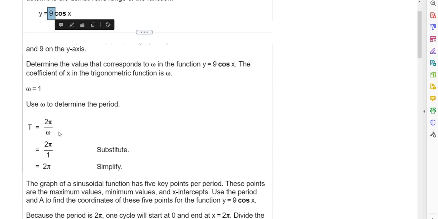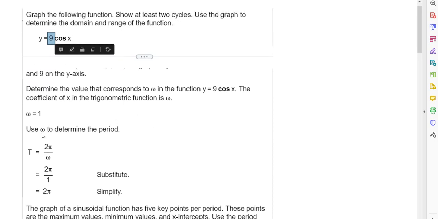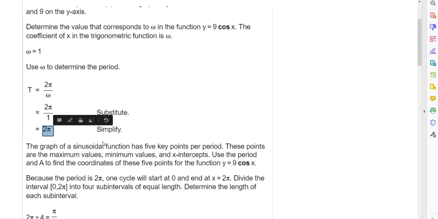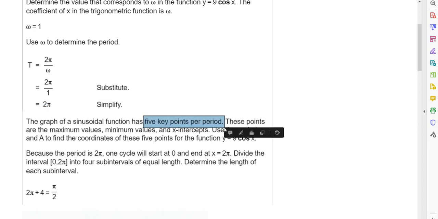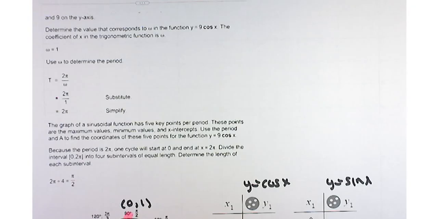You can find the period because the period is 2 pi divided by the coefficient of our x, and that's just a 1. So we get a couple quick, easy answers for some of this stuff. But then it asks you to graph this using 5 key points per period. And let's talk about that by looking first of all at the unit circle and then thinking about the graphs of sine and cosine.